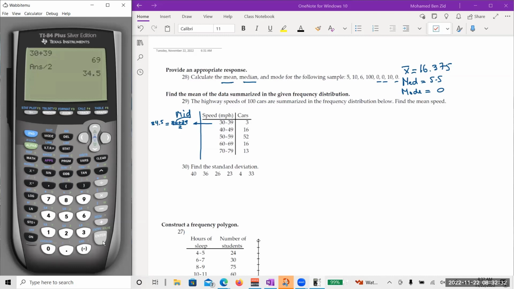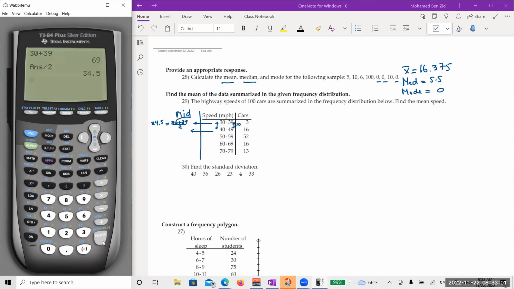Now, what you want to do is figure out the gap between the classes. Between 39 and 49, it's going to be 10. Or you can see it here, between 30 and 40, it's going to be 10 as well. So you want to keep adding 10 to the next one to get to the next midpoint. Are we okay? You don't need to do the midpoint again and again. You just keep adding 10.